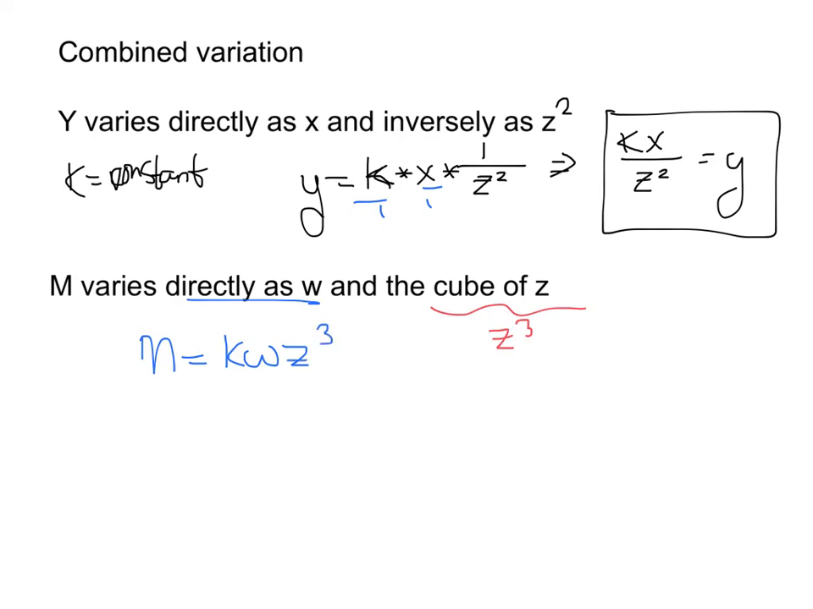Again, we will tie together an example where we look at combined variation, and then we will complete an example in class that we can use where we solve for k and we can make predictions.